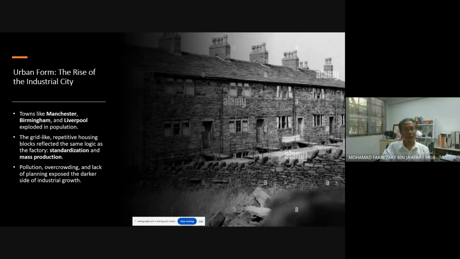And the town itself faced a new problem. Now they had a population explosion. So again, with the scientific approach of efficiency, of course, grid-like repetitive housing blocks came out of the standardization and mass production mentality, and you have rows and rows of identical houses. But pollution, overcrowding, and lack of planning still became problems that haunted this new type of architecture.